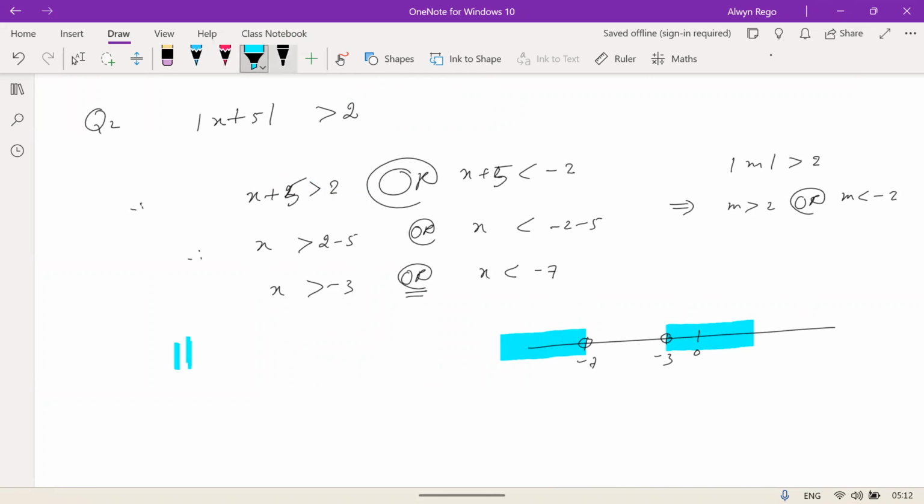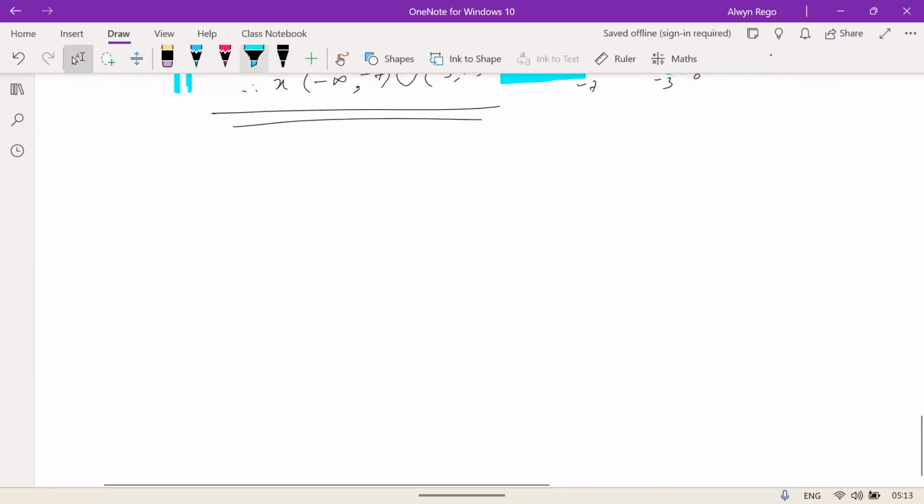Therefore, you find that x belongs to negative infinity to negative 7, always the smaller first, negative 7, or union, union is always R. Or you have the union of minus 3 to infinity. Here are the values where you will find the solutions for the given inequality here.